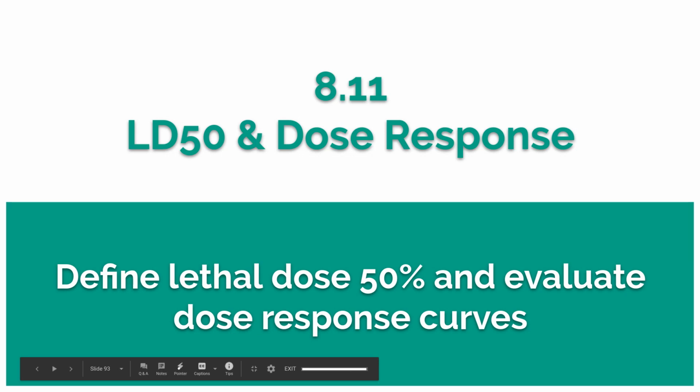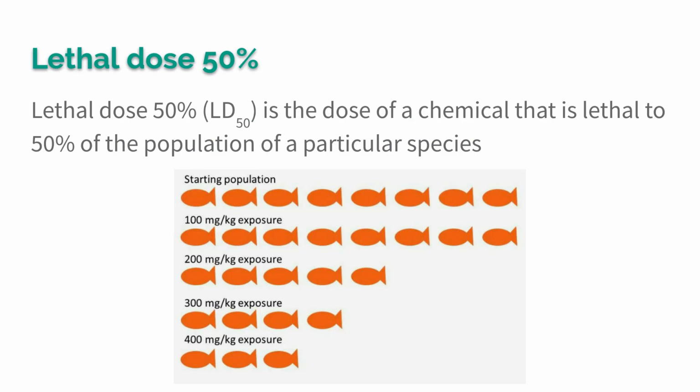8.11 is on lethal dose 50, or LD50, and dose response curves. The lethal dose of a chemical is defined as the amount required to kill 50% of a population of a particular species. Now, of course, it varies based on the toxin or the chemical, and of course, it also varies on the species. But let's say we have this very realistic population of 8 fish, and we expose it to varying levels of a toxin. When you have half of that population die as a result of that dose, that is LD50.